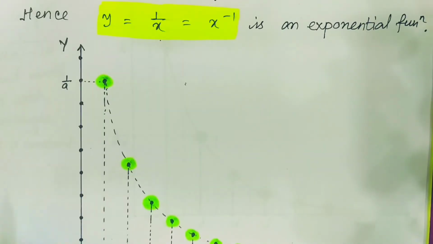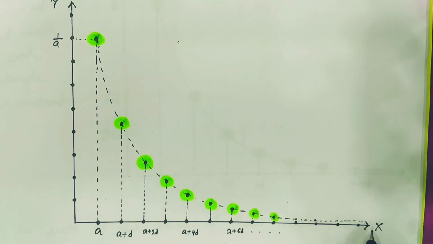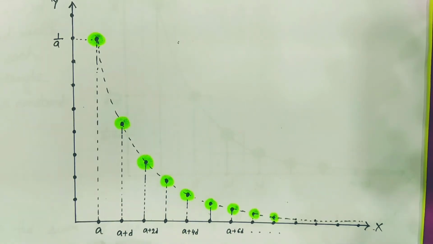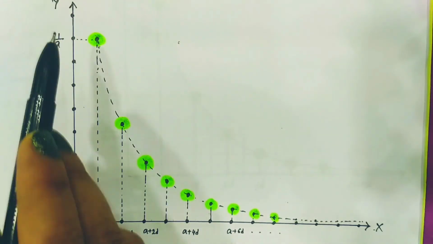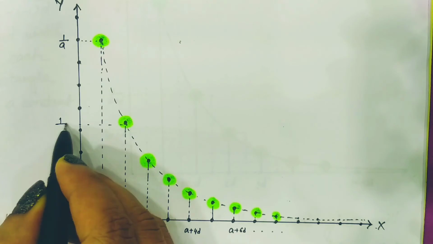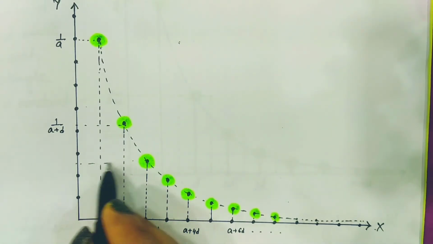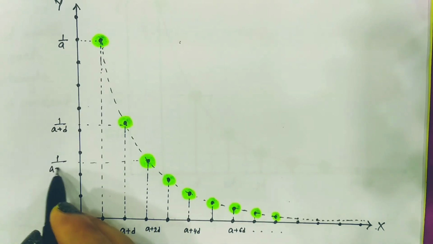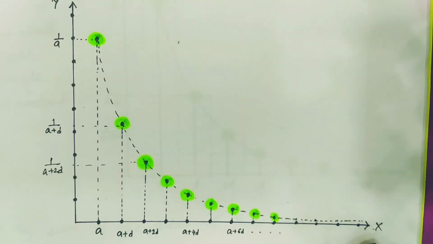So if we plot this on graph paper, then we will find this type of function. Corresponding to the x-axis, we plot A plus D, A plus 2D, and corresponding to the y-axis, we plot the values 1 by A, the first term, then 1 by A plus D, that is the second term. So that point is 1 by A plus D. Likewise, this term is our 1 by A plus 2D. In this way, it will proceed and we will find this exponential function. So this one is the graph for the corresponding HP.